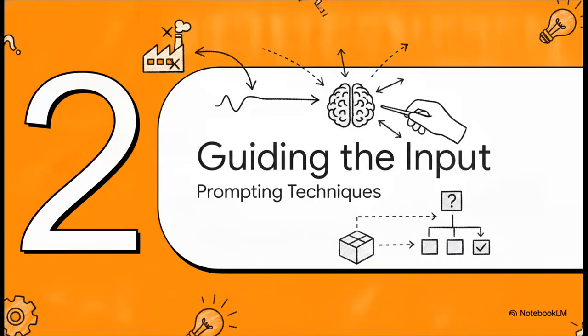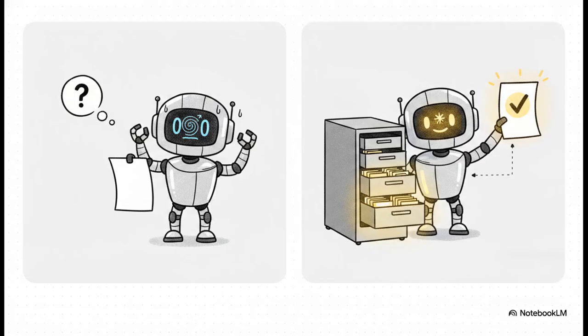Moving right along to Section 2, prompting, guiding the input. This is our very first intervention point, fixing things before the model even has a chance to hallucinate. And the most foundational fix here is Retrieval-Augmented Generation, or RAG. Think of a standard closed-book LLM as a student taking a test purely from memory. If they blank on the answer, they guess. RAG turns this into an open-book test.